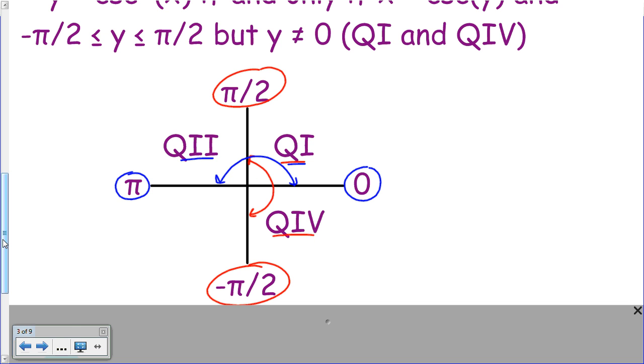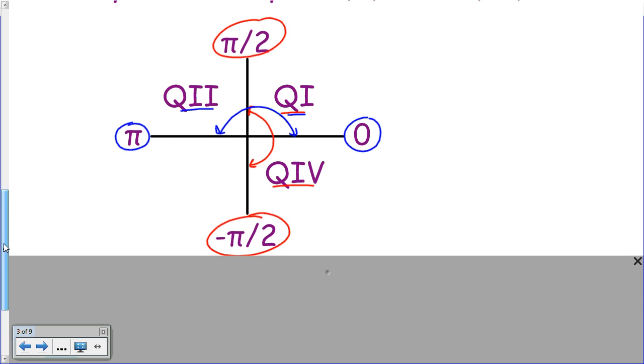And those will become important here when we go to look at these derivatives. We'll need to come back to this to determine where that inverse trig function is defined in order for us to find exactly what the derivative is equal to.